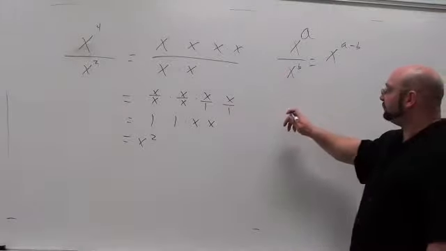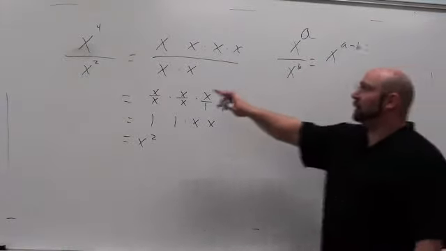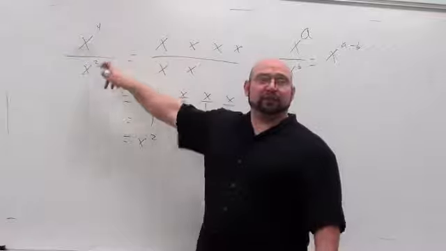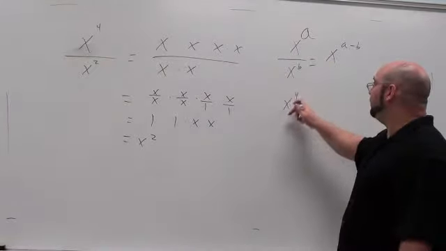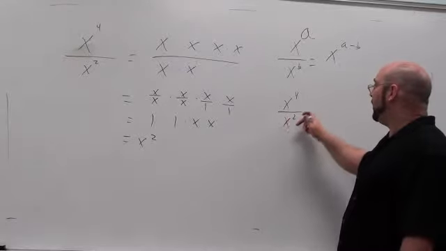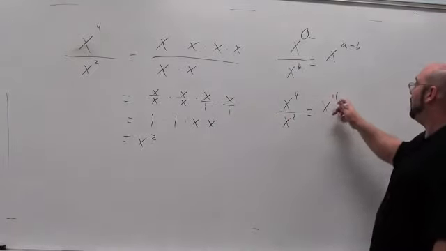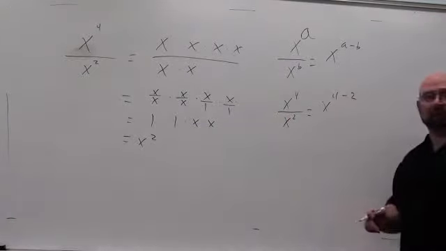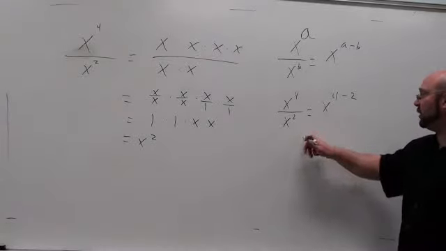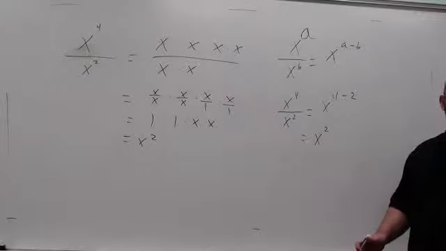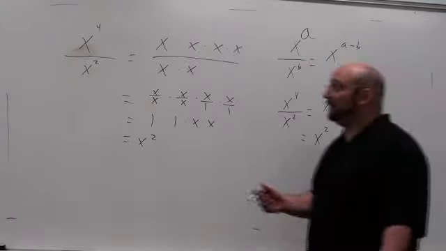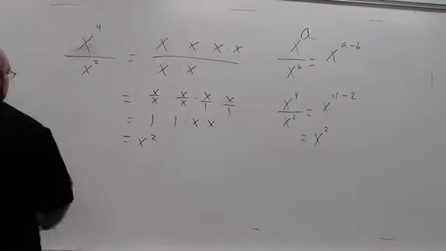Now, if we do this, notice my 4 is bigger than the 2. So x to the 4 over x squared is x to the 4 minus 2. All right? And this becomes x squared. Just like that. Okay? Good to go? Now, let's flip it around.